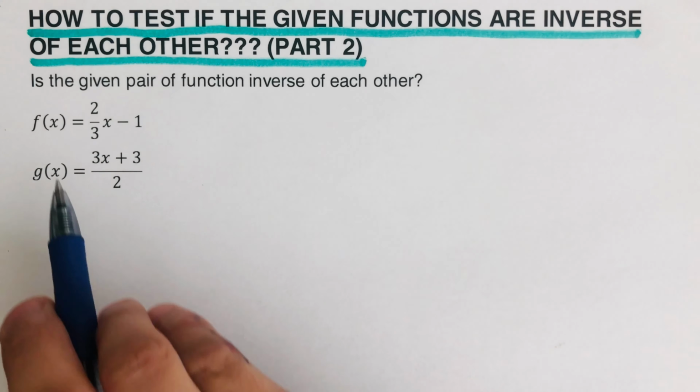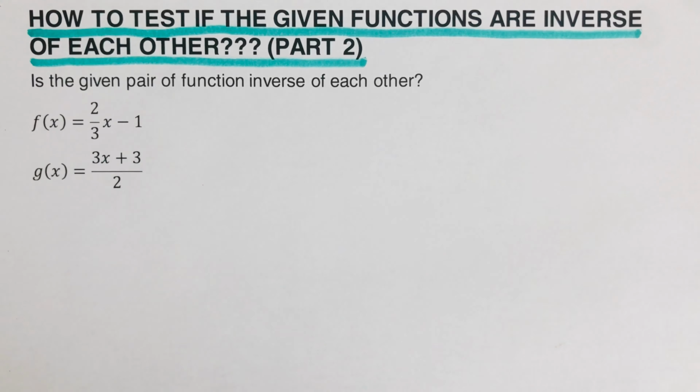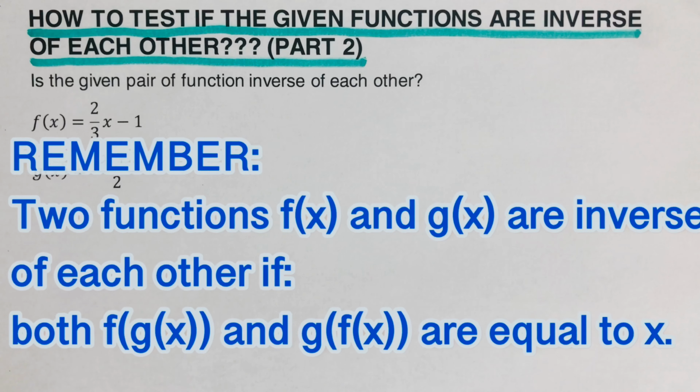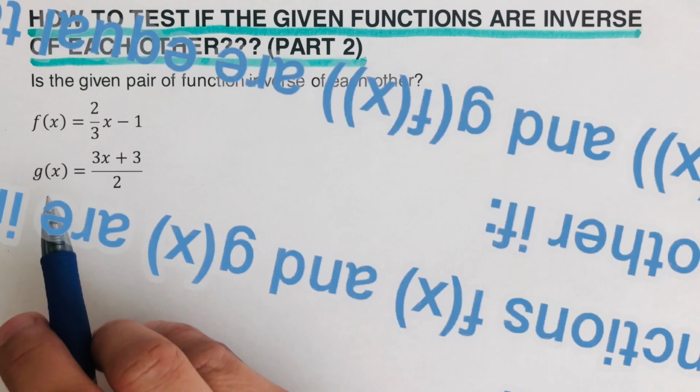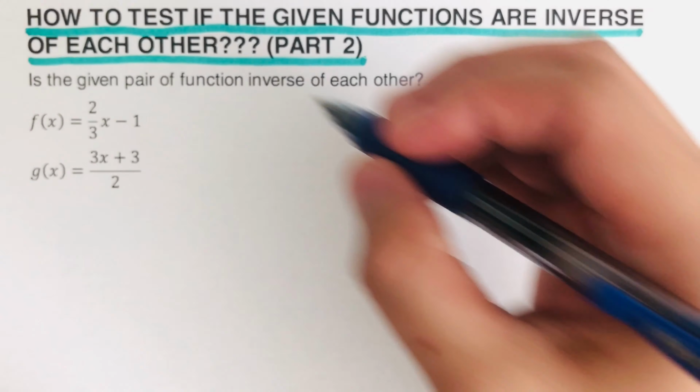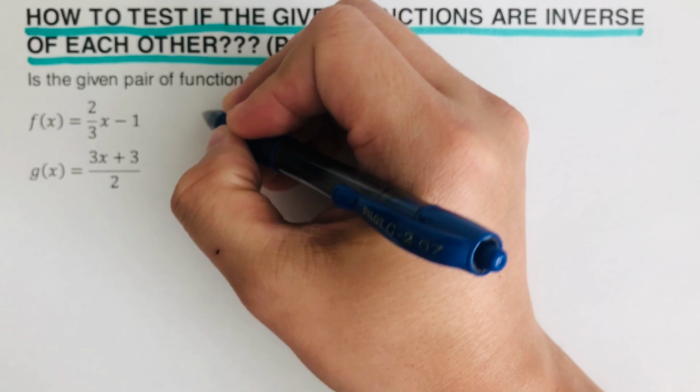Before we jump into this example that we have right here, we always remember this. Two functions f of x and g of x are inverses of each other if both f of g of x and g of f of x are equal to x. So what's going on here is that we are going to determine first the f of g of x. I'm just going to go ahead and write that up here.